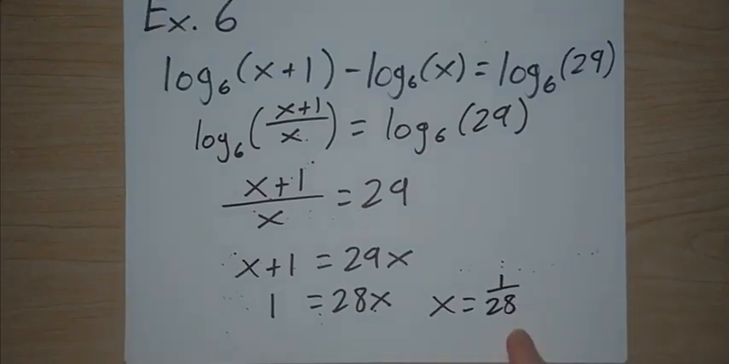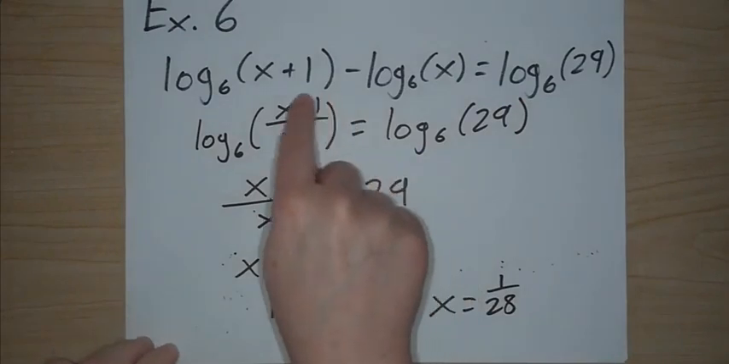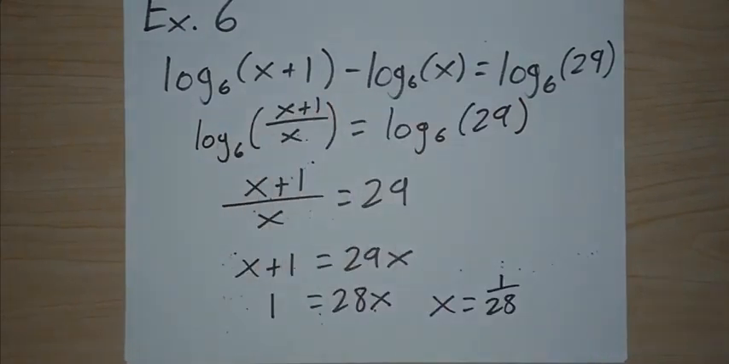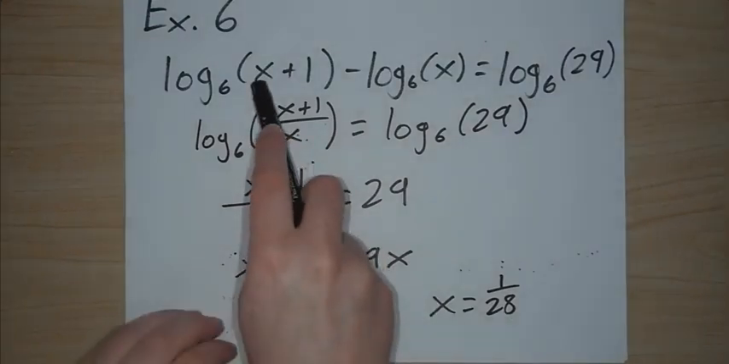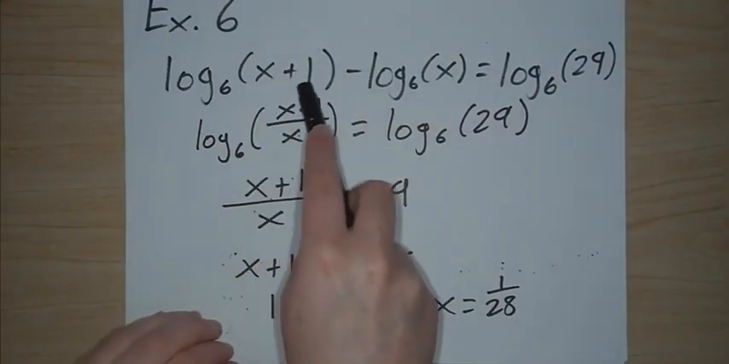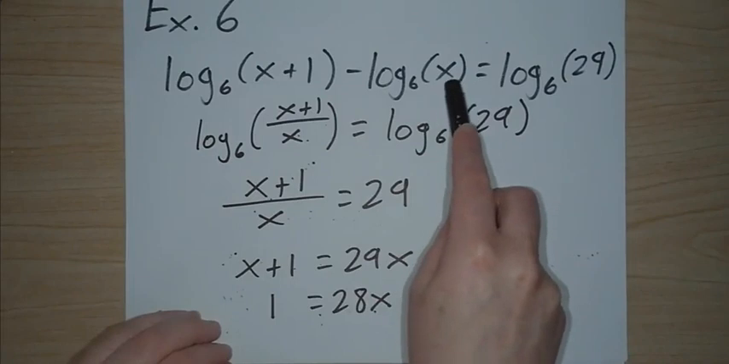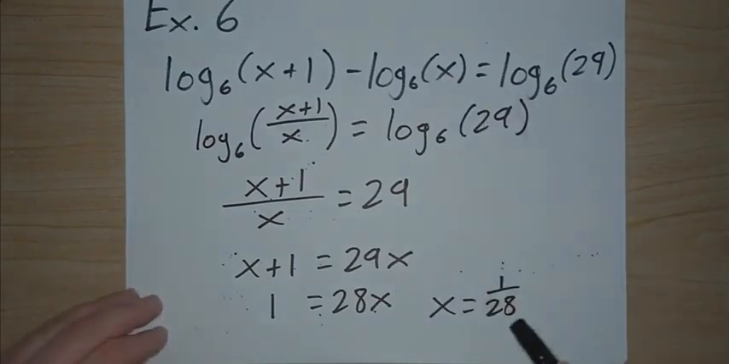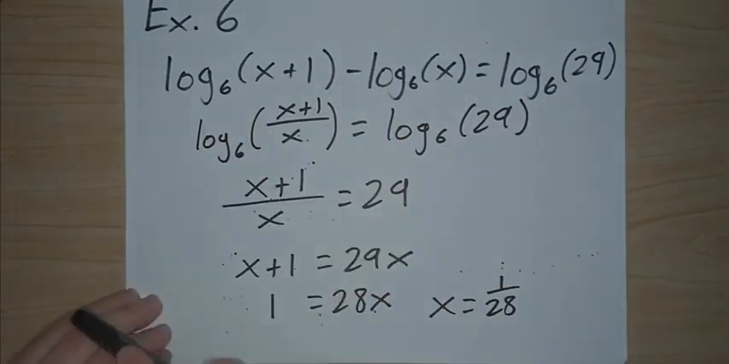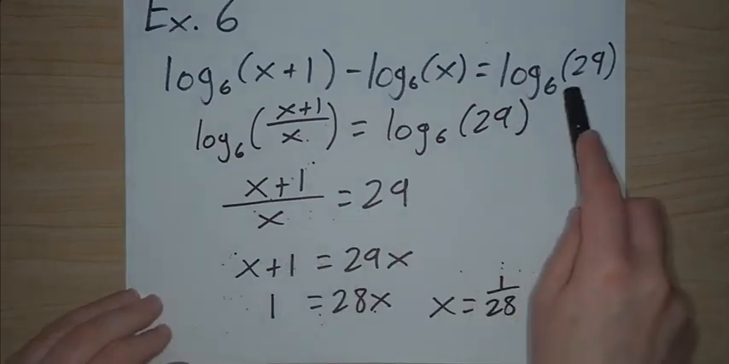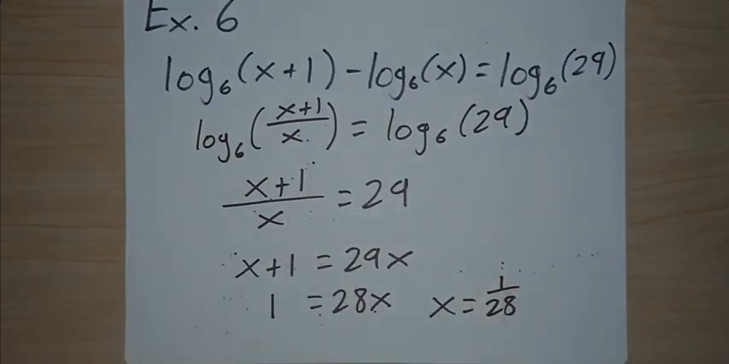So we need to check that that actually works in our original equation up here. If we put x equal to 1 over 28 into this x over here, adding 1, and into this x right here, both of these logarithms would be positive and they would equal log base 6 of 29. So we are in our domain, and therefore we can use this answer.